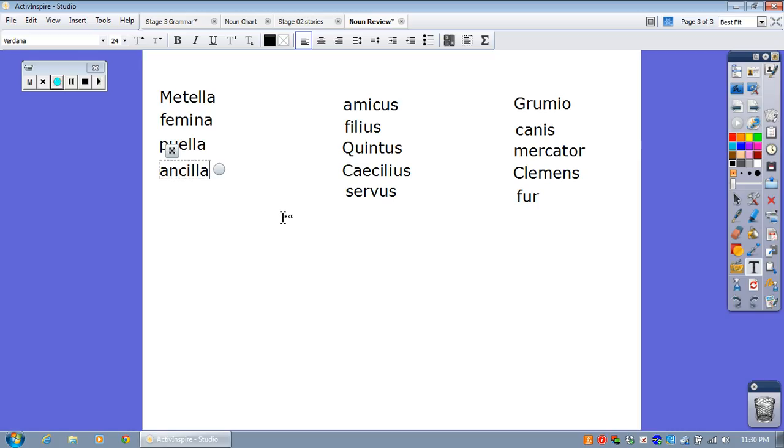Okay, so you're probably seeing a pattern here. Let's just do a few more. What about rooms of the house? There was the kitchen, culina, and then atrium, cubiculum, meaning bedroom, triclinium, the dining room, tablinum, meaning the study, right?